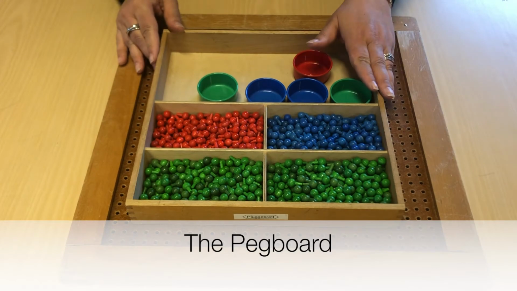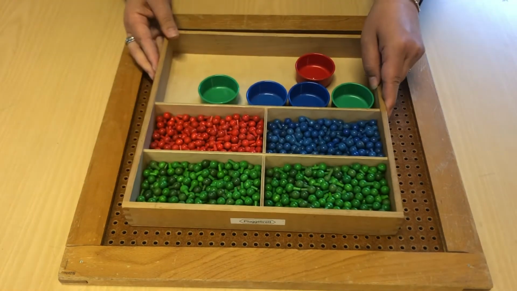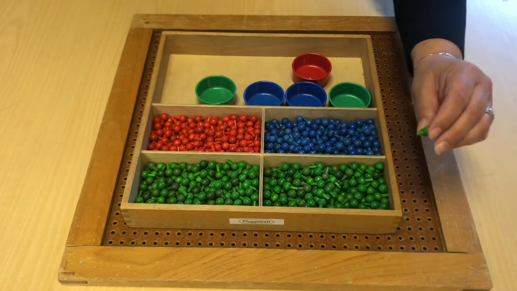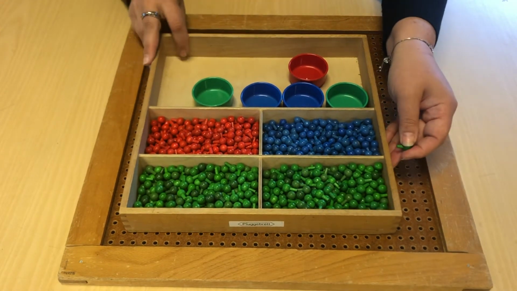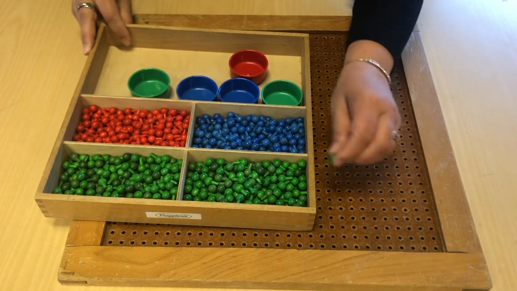This is the pegboard, and we use this for a lot of different activities. We have this board here, and then we have these different colored pegs. This is a unit peg, it's green, and we can just place it right in the hole to create different patterns, and we're going to use this quite often.